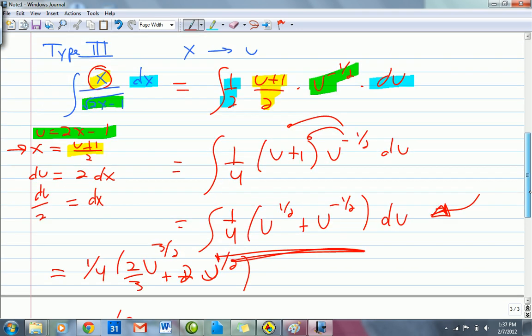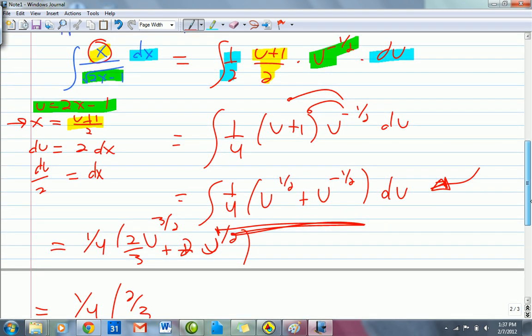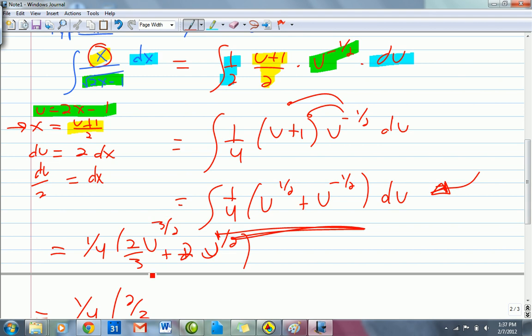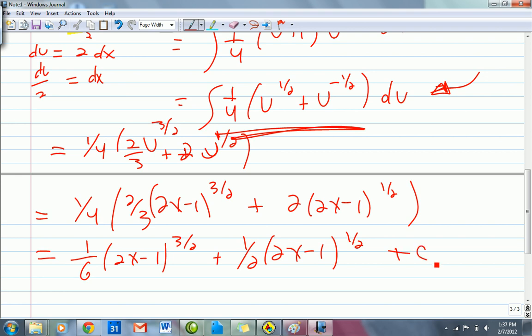2/3. Now my u is way up here. My u is 2x minus 1. So this u ends up being 2x minus 1 to the 3/2 plus 2 times that same u, which is 2x minus 1 to the 1/2. Okay, all times 1/4, which really ultimately becomes 1/4 times 2/3 is 1/6, and 1/4 times 2 is 1/2. Okay, plus my constant of integration.